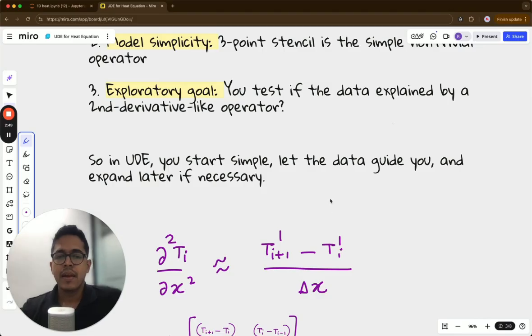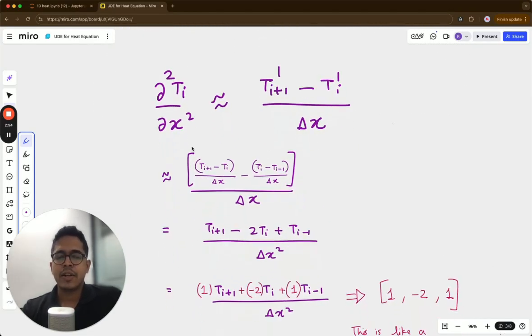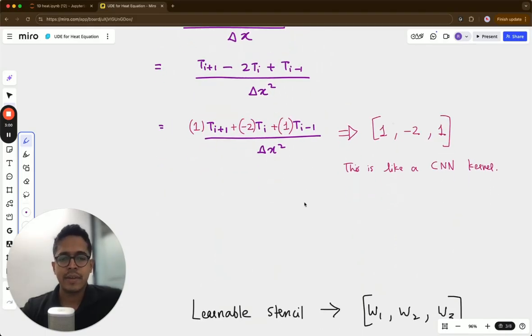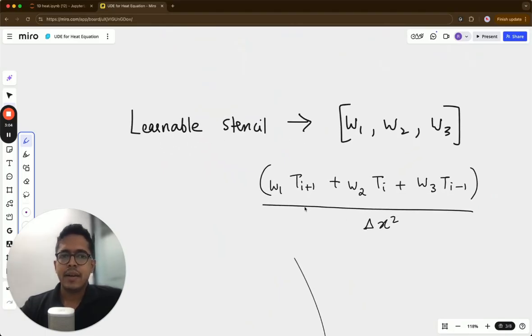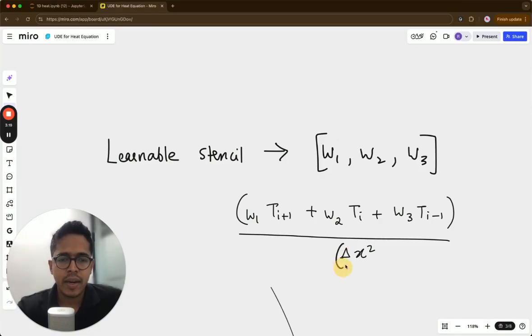Okay. So here I have just written the derivation of the del squared T by del x squared Laplacian operator and how it relates to the 1, comma, minus 2, comma, 1 stencil. This is like a CNN kernel, but I already showed you this derivation. Now there is one more idea here. There is a constraint that we have to apply to this stencil. I will come to that. But the way in which the stencil is applied, I hope you understand. It's W1 times Ti plus 1, W2 times Ti, plus W3 times Ti minus 1, divided by delta x squared. Not delta of x squared, delta x the whole squared.